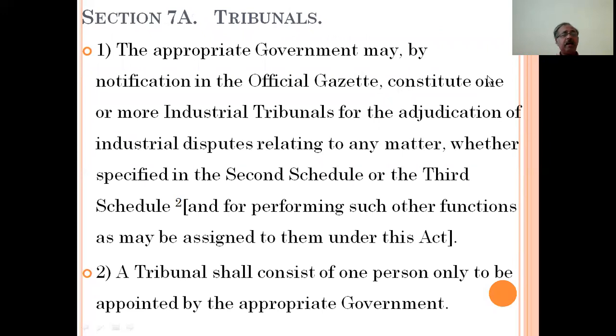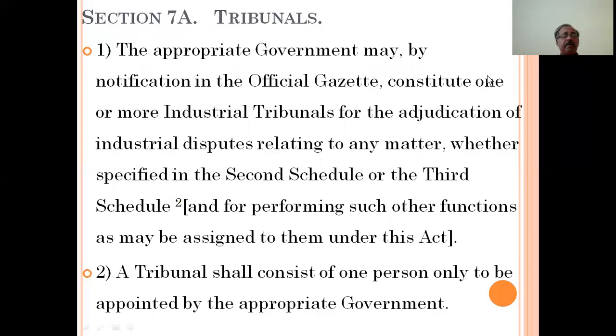Then section 7A, tribunals. The appropriate government may, by notification in the official gazette, constitute one or more industrial tribunals for the adjudication of industrial disputes relating to any matter, whether specified in the second schedule or the third schedule, and for performing such other functions as may be assigned to them under this act. The tribunal consists of one person only, to be appointed by the appropriate government.